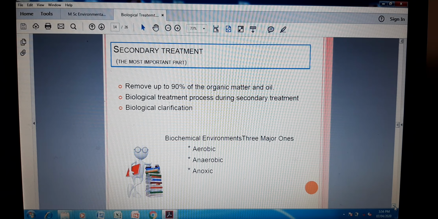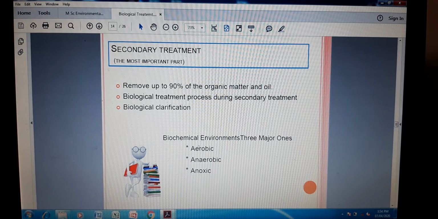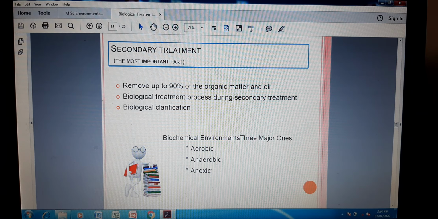Now the secondary treatment, which removes 90% of the organic matter and oil. It is a biological treatment process, and biological clarification is important in it. In biological treatment, there are three major processes involved in the biological or biochemical environment. So which are these? First is aerobic, second is anaerobic, and third is anoxic. Anoxic is nothing but the combination of aerobic and anaerobic, meaning 50% aerobic and 50% anaerobic is called anoxic.